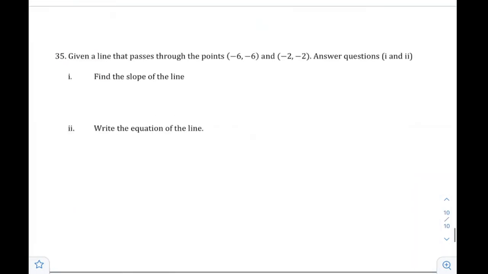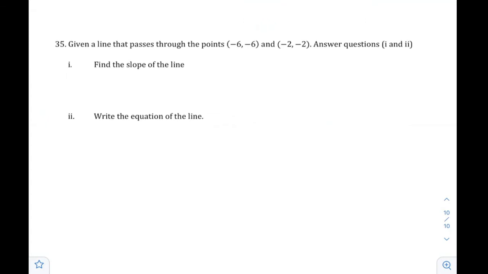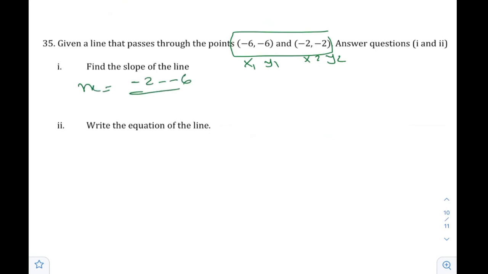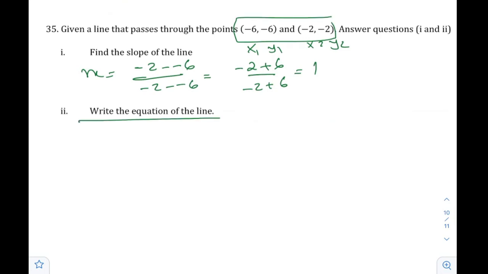Finally, we have here a line that is passing through 2 points. Answer the questions. The slope, easy, just to revise everything. Slope is y2 minus y1 over x2 minus x1, which is (-2 + 6)/(-2 + 6), which is 1 definitely. Exactly the same, 4/4, 1. And now the equation of the line. Choose any point. I will choose (-2, -2).